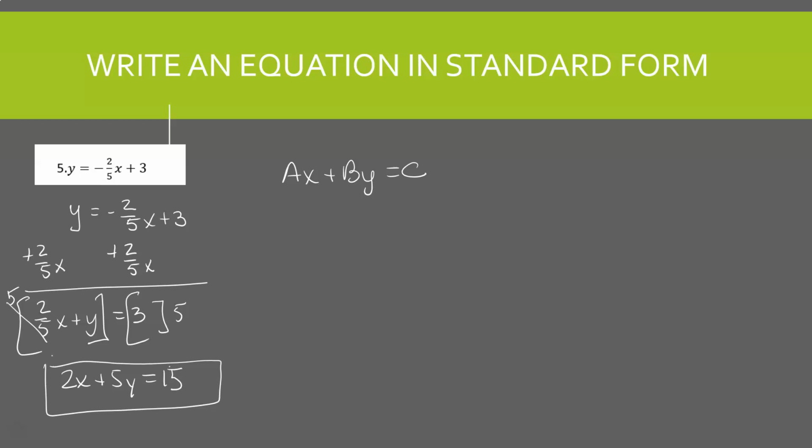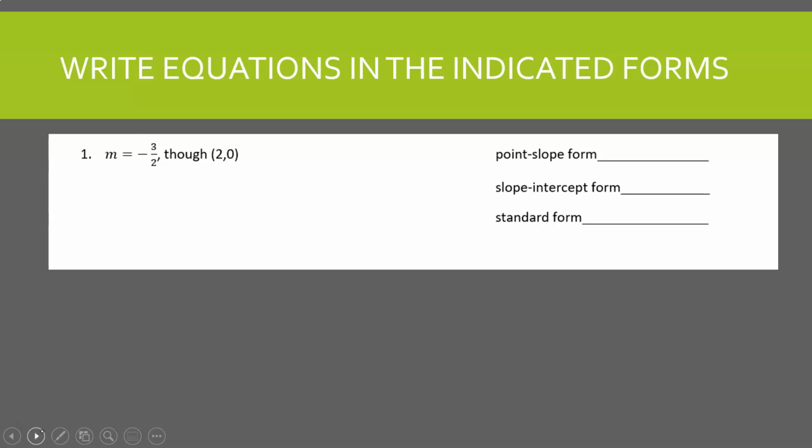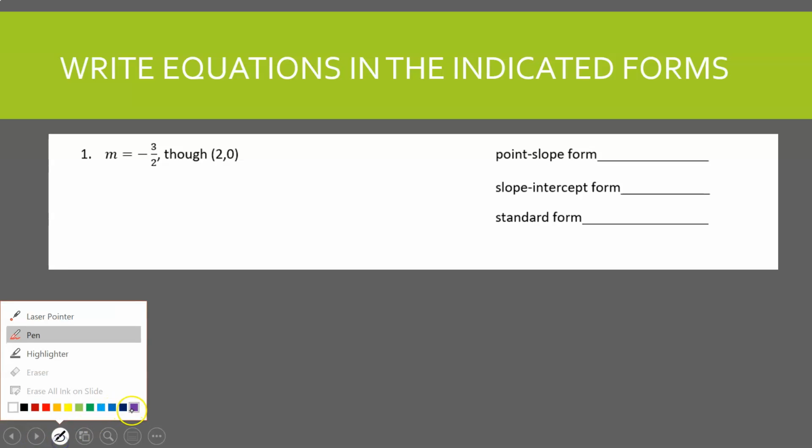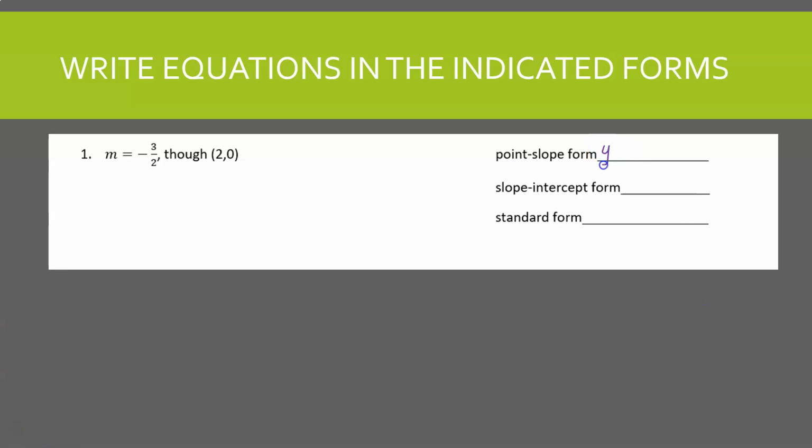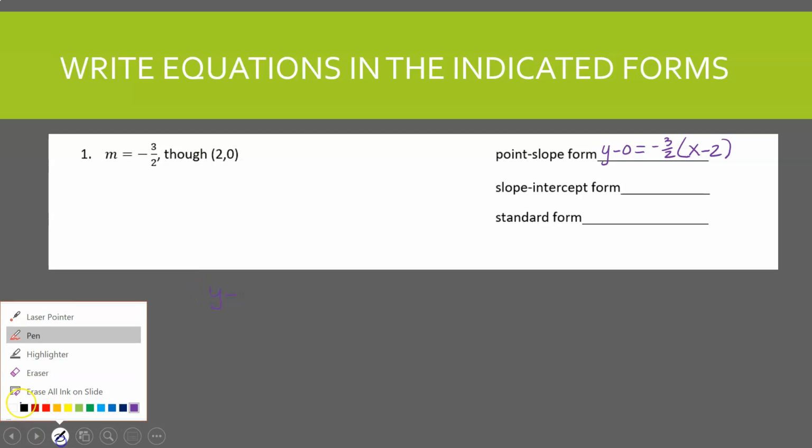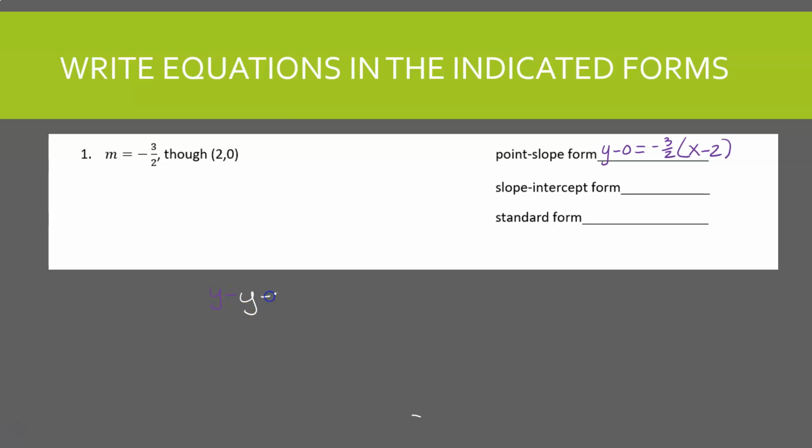All right. Let's put all these forms together in this question. Point slope form. So I have y minus 0 equals negative 3 halves quantity x minus 2. All right, I am going to go with white pen. I'm going to simplify. You can try to find a new y-intercept, but I'm just going to simplify this.